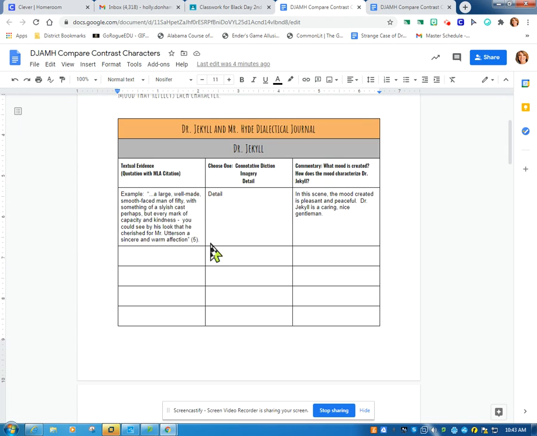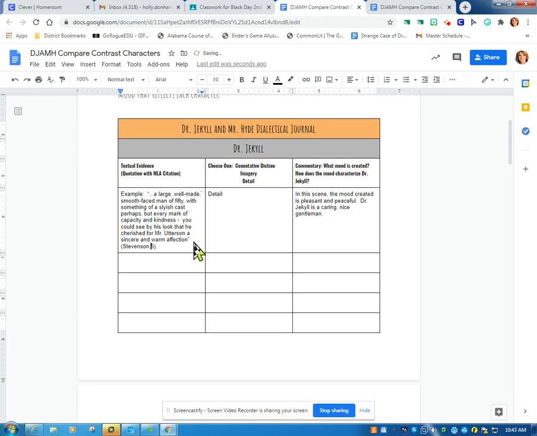Now we go to the chart. This chart is going to be for Dr. Jekyll, and we want to prove that Dr. Jekyll is a good man. Okay? Inherently, down deep inside, Dr. Jekyll is a good man. So an example that I've provided for you comes from page 5. And notice it needs to have the author's name there too.